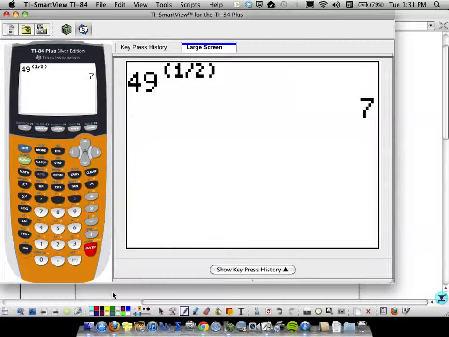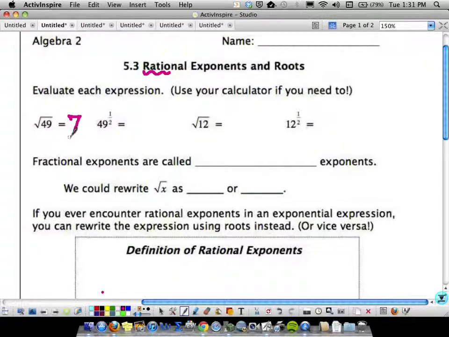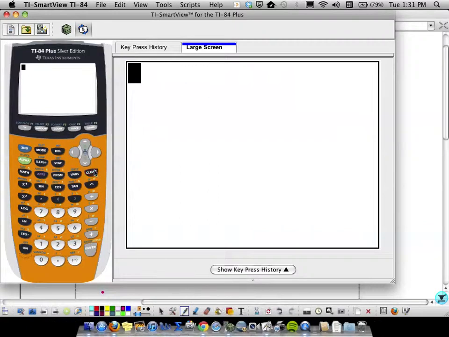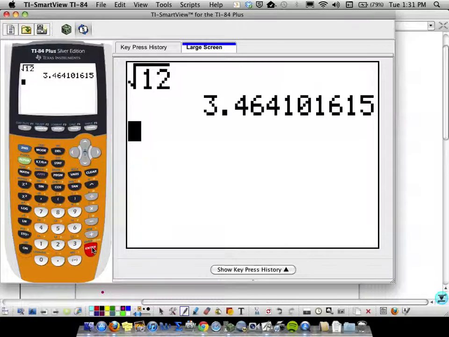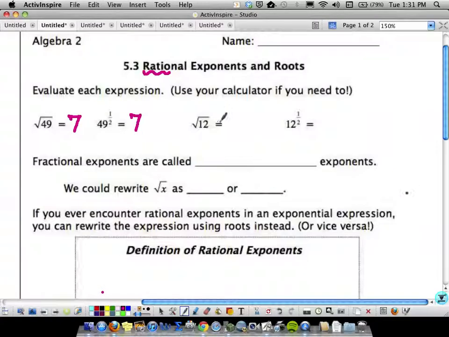So the square root of 49 is 7. And 49 to the 1/2 power is also 7. So there's a connection between raising to the 1/2 power and taking the square roots. And the same goes here even if we have a number that's not so pretty and not a perfect square. The square root of 12 we could do on our calculator. We can do second squared to get the square roots. And we see that the square root of 12 is about 3.46. I'm going to change that equal to an approximately equal to.